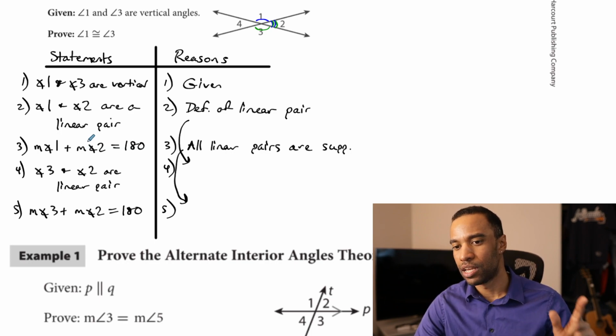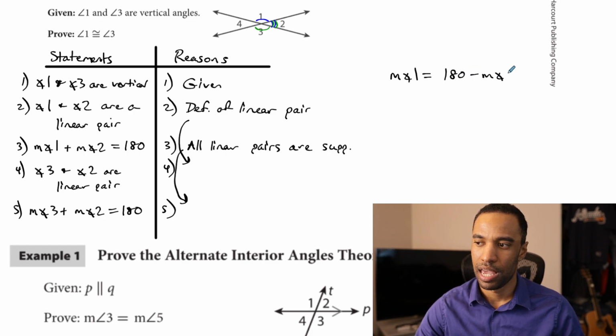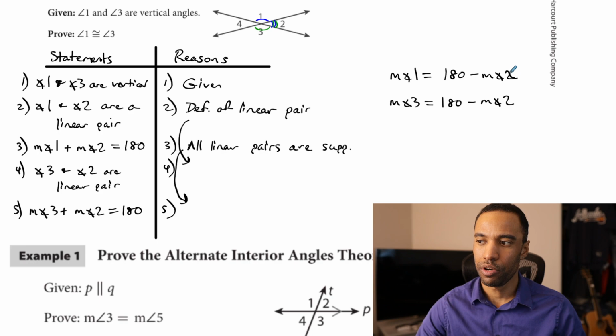If I subtract the measure of angle 2 from both sides, I'll get that the measure of angle 1 equals 180 minus the measure of angle 2. If I subtract the measure of angle 2 from both sides on this one, I'll get the same thing. Measure of angle 3 equals 180 minus the measure of angle 2. I have two different things that equal 180 minus the measure of angle 2. That must mean these two things equal each other.